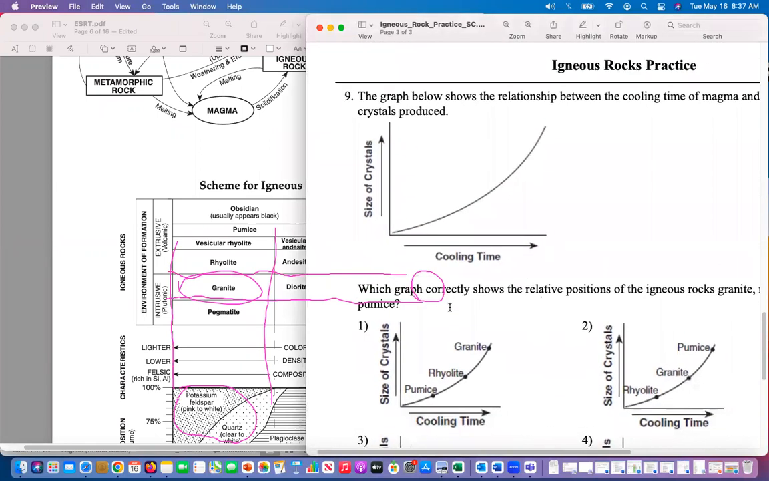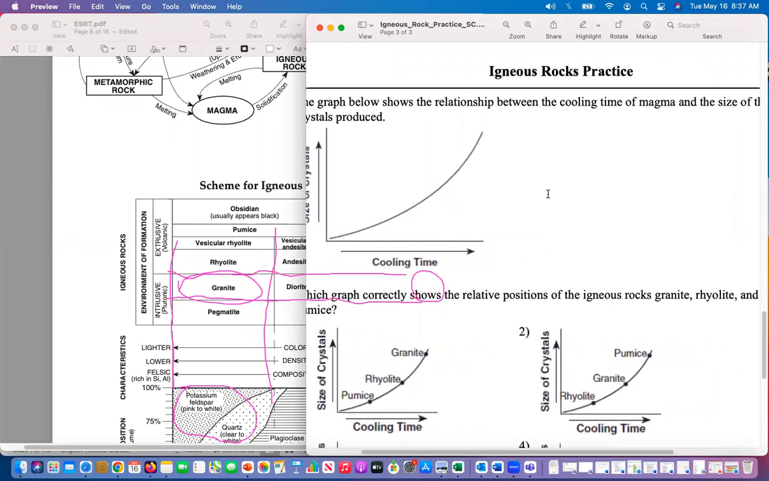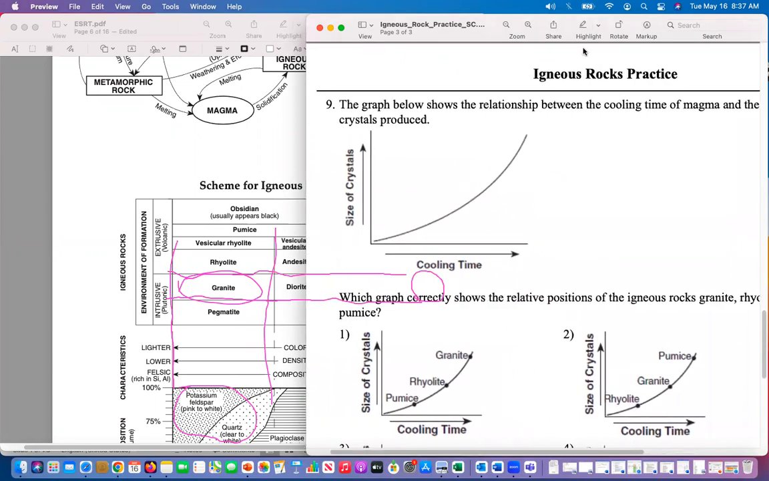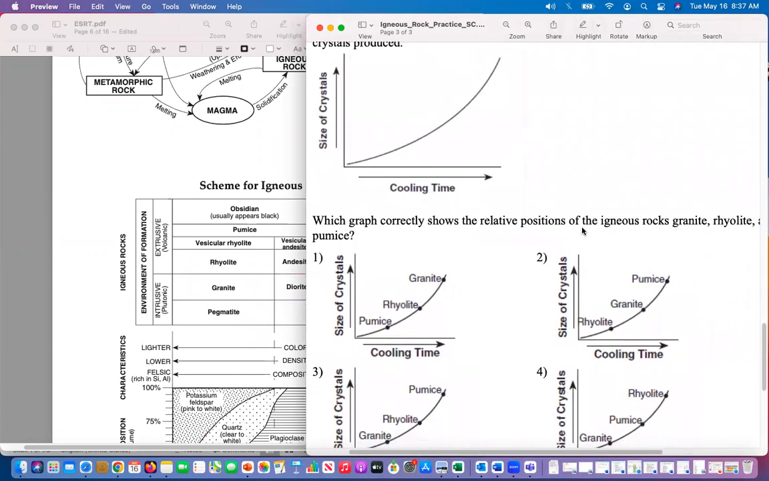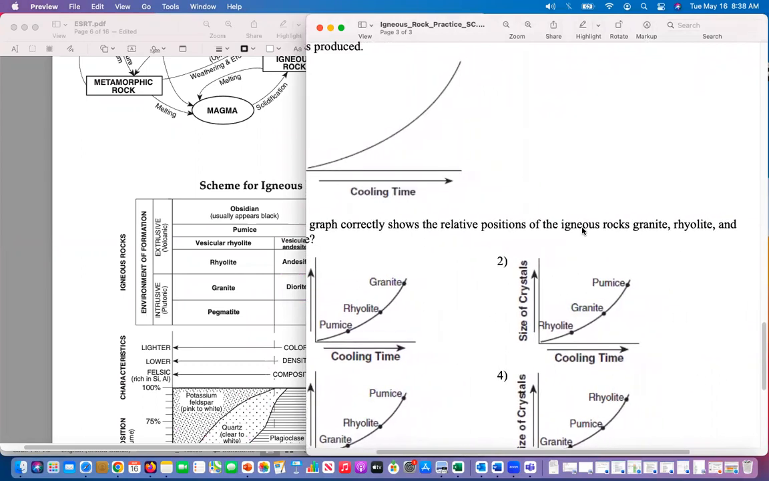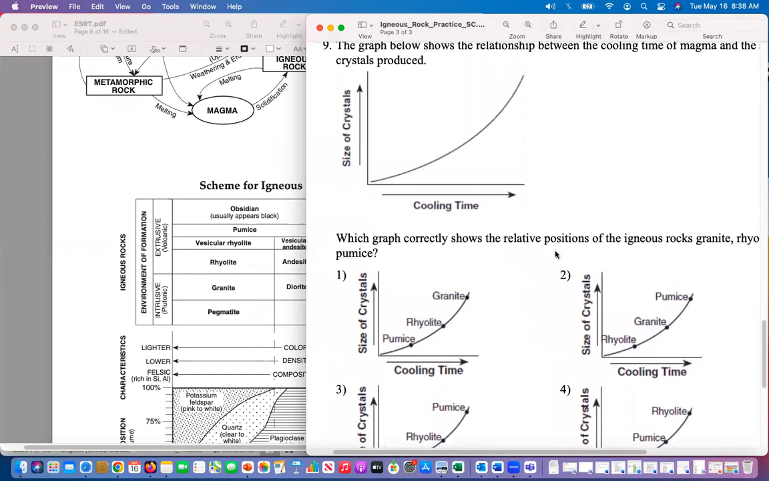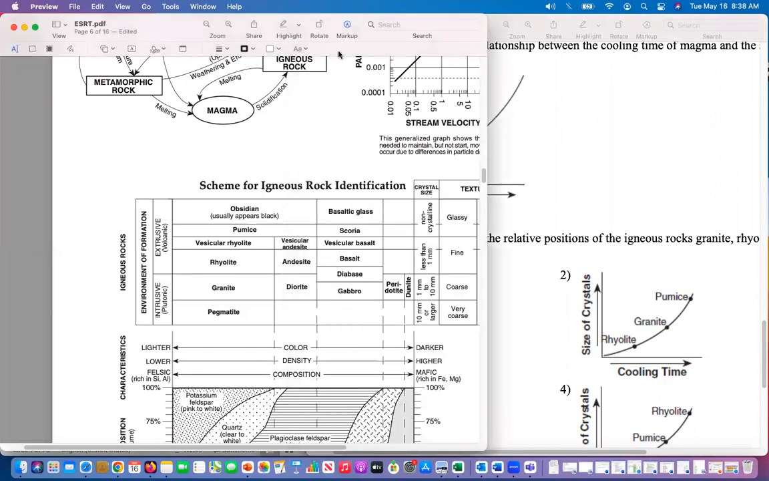For number 9, they give us a graph that shows the relationship between the cooling time of magma and the size of the crystals produced. Which graph correctly shows the relative positions of the igneous rock granite, rhyolite, and pumice? So I'm going to take a look. I see granite, rhyolite, and pumice. So when I look on page 6 of the reference tables, I see granite. Here you go. I see granite, I see rhyolite, and I see pumice.